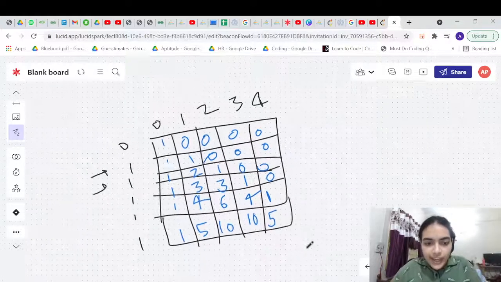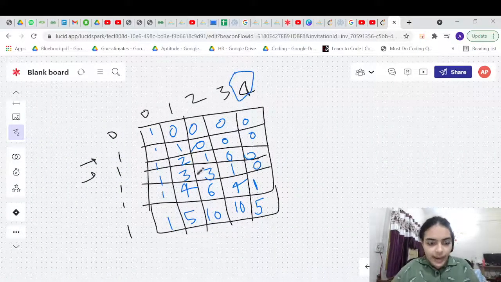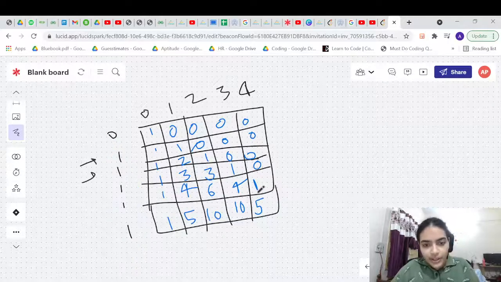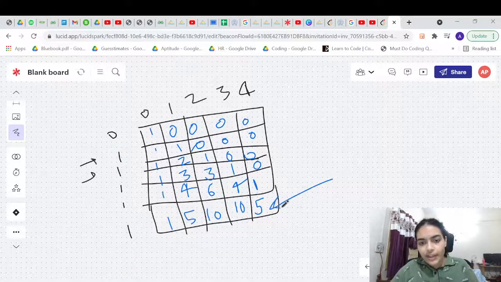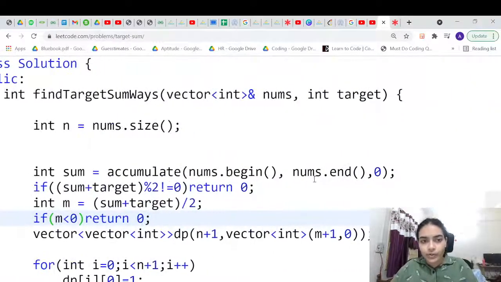Okay, so for example, I can make 4. I had to make 4 using all the possible ones, right? So I can do that in 5 ways. So 5 is my answer in this case, which is what I am returning. So that's it. Now let's move forward to coding it.